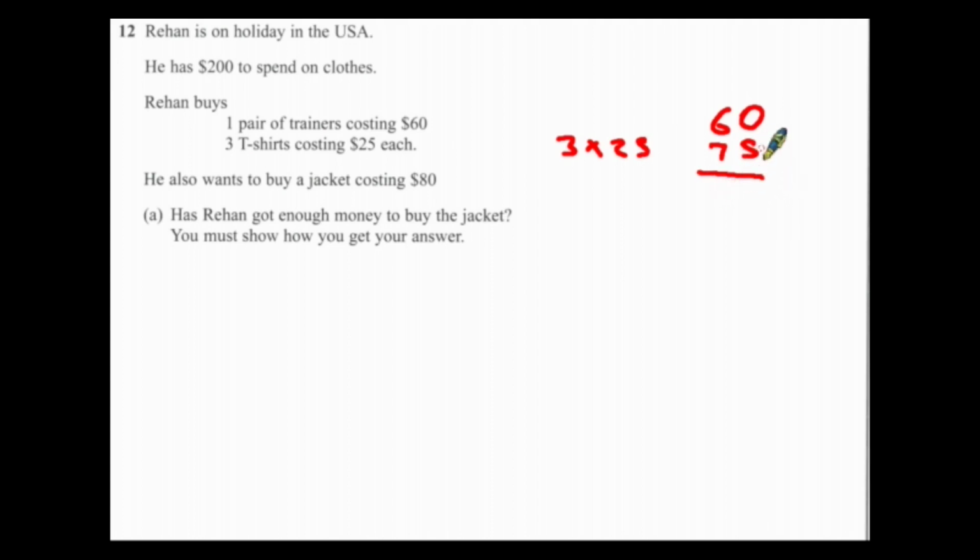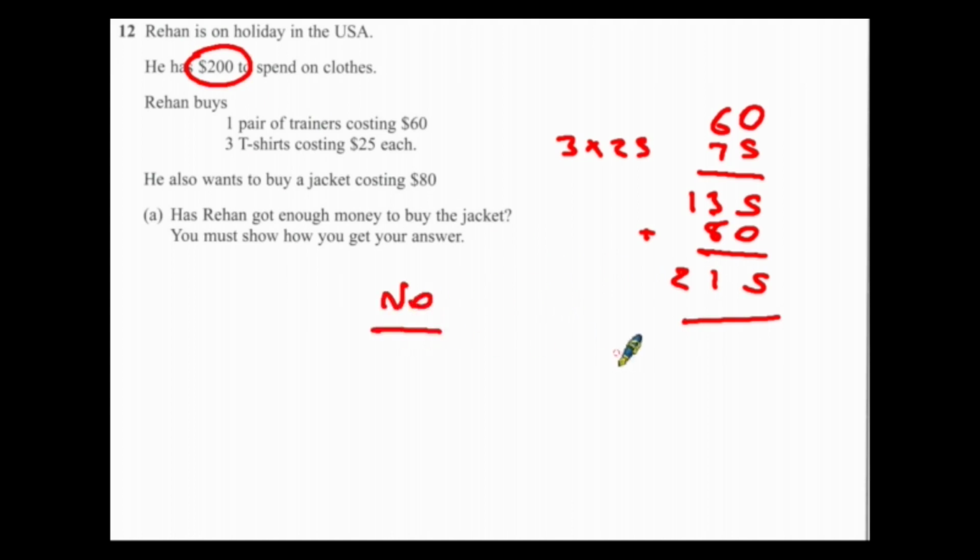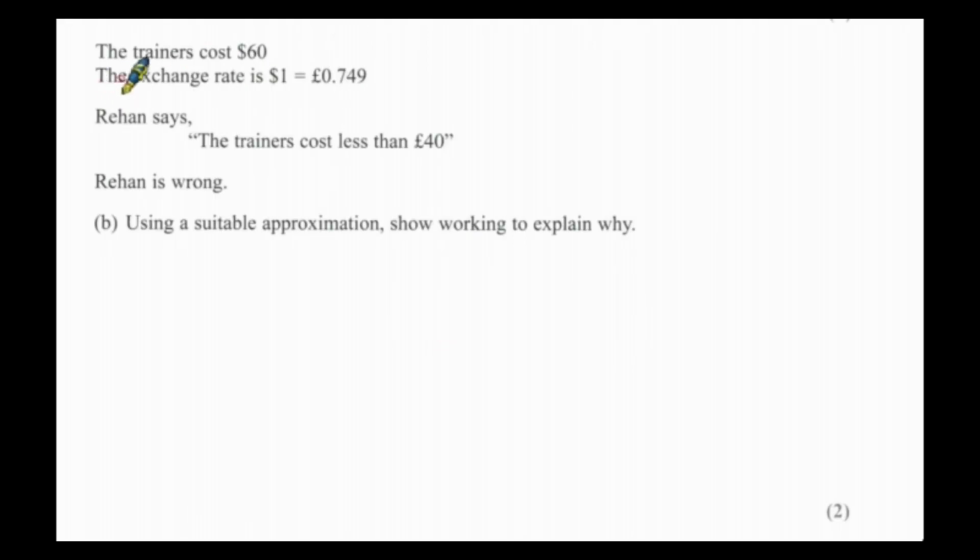So far he has spent $135. If he also buys the jacket, that would be an extra $80. That would bring his total to $215. He only has $200 to spend, so no, he cannot afford to buy the jacket. Let's move on to part B.